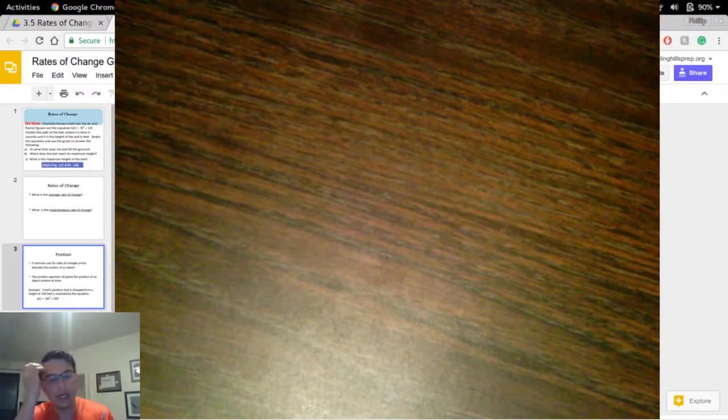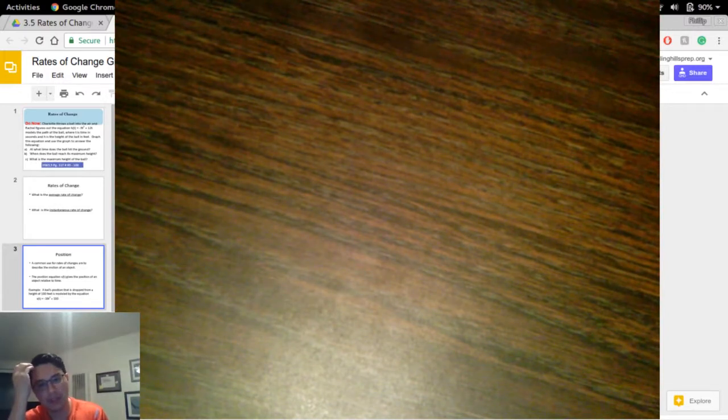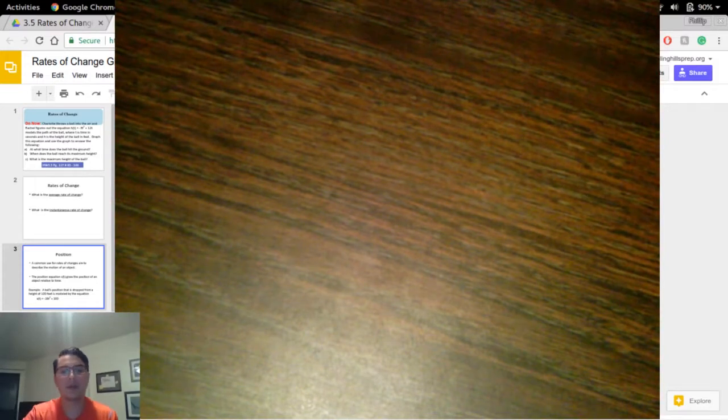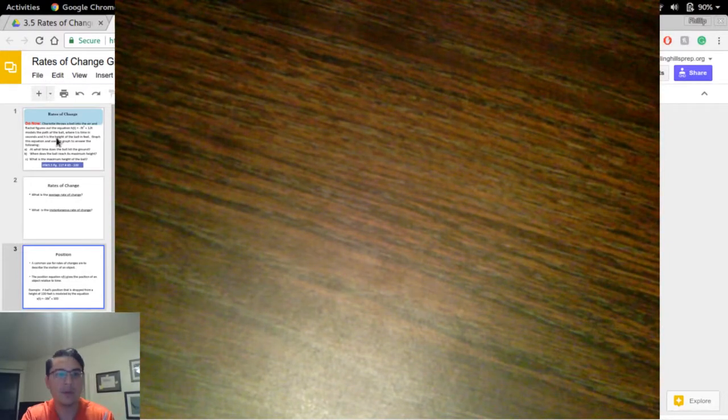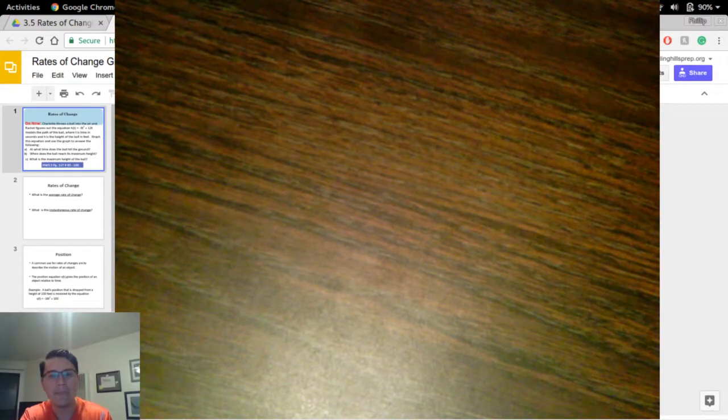Position. In general, the position equation is going to be whatever the original function you're given is going to be your position equation or your position function. So, if we go back to our first example, this do now problem, our position function is going to be this height function. And there's other functions that show up here.